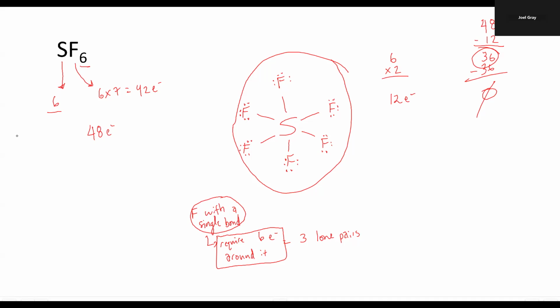So yeah, it has none. That sulfur has no lone pairs. Does it, however, have bonded pairs or shared pairs of electrons? It does, because each and every one of these single bonds is a shared pair of electrons.